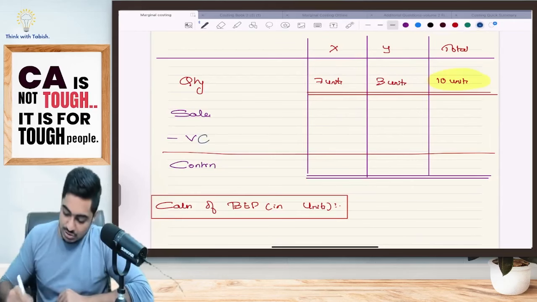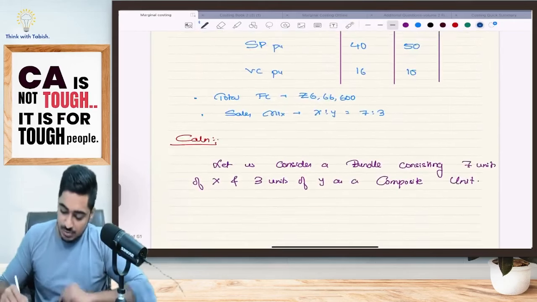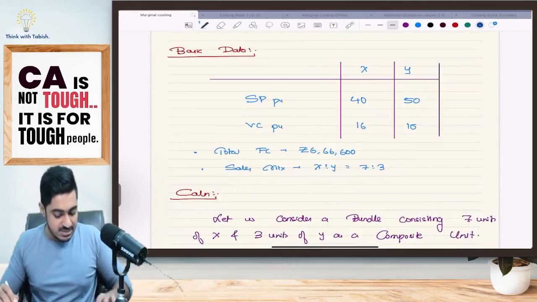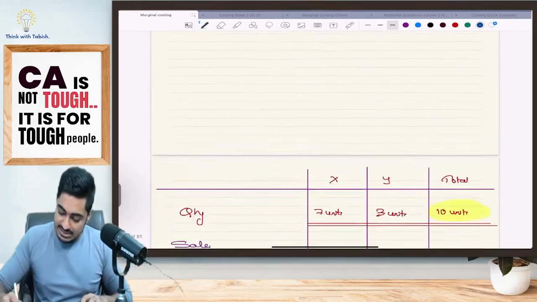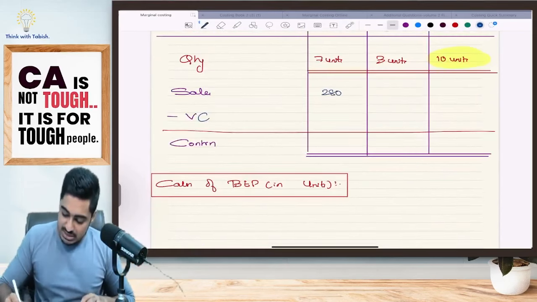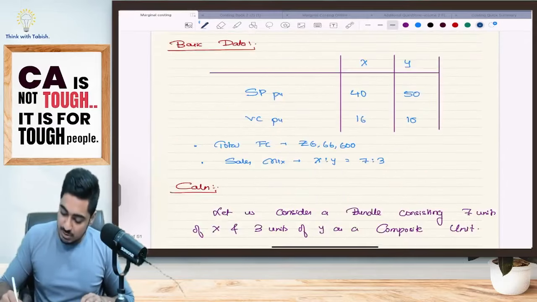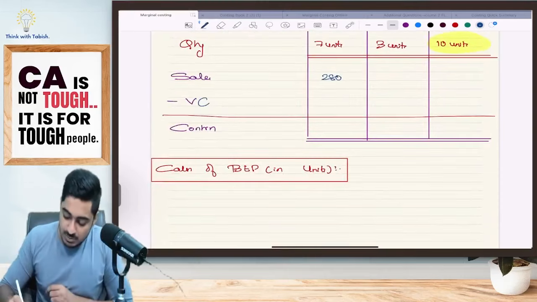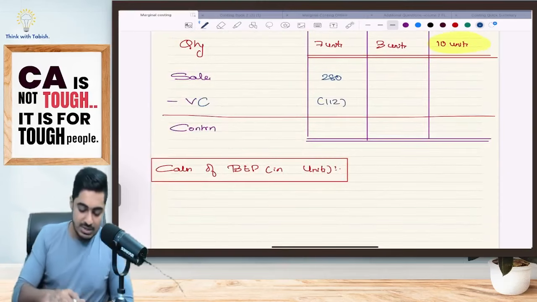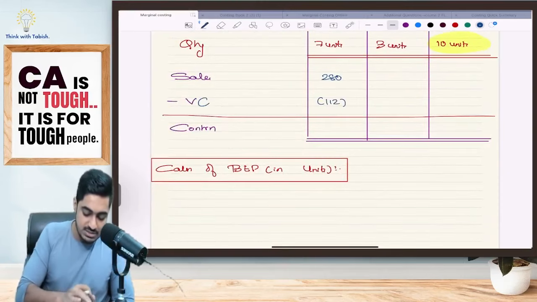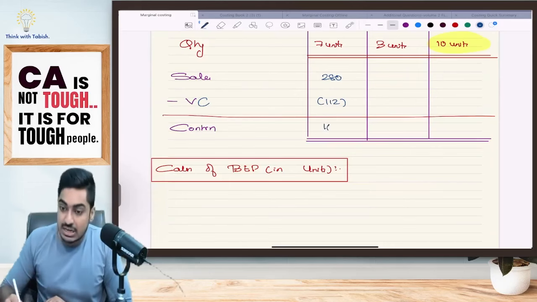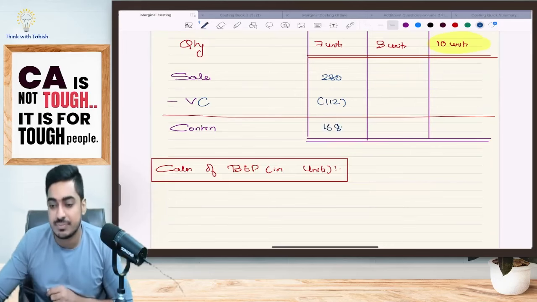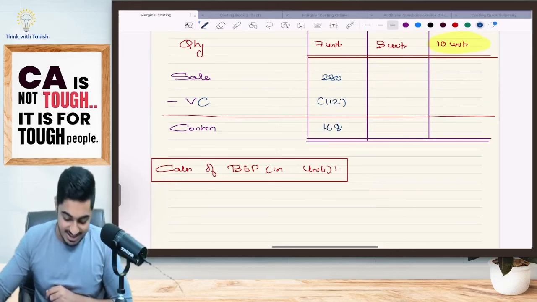Okay. So tell me, students, every unit of X, at what price am I selling? 40 rupees. That means if I am selling 7 units, what will be my total sale? The total sale will be 280, sir. Every unit of X, what is my variable cost? 16 rupees, sir. That means if I sell 7 units in a bundle, what will be my variable cost? 112. That means what will be my contribution from X, students? It will be 168 rupees. Yes or no, everyone? Okay.